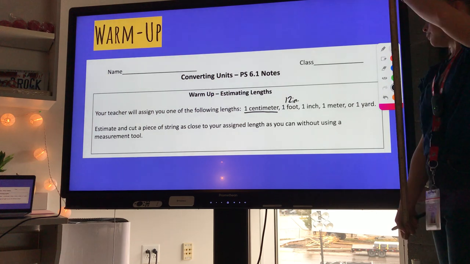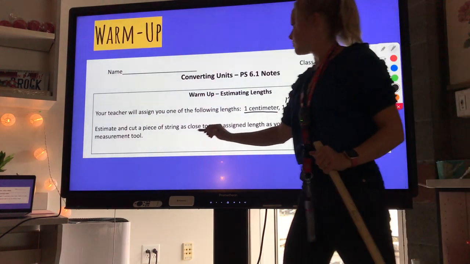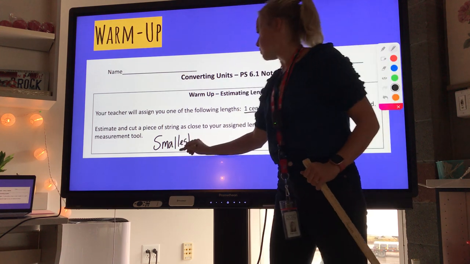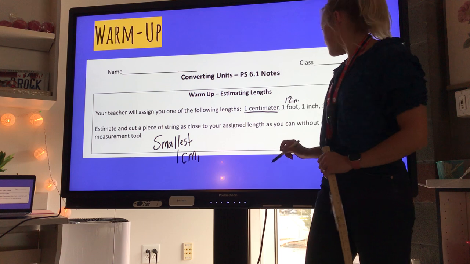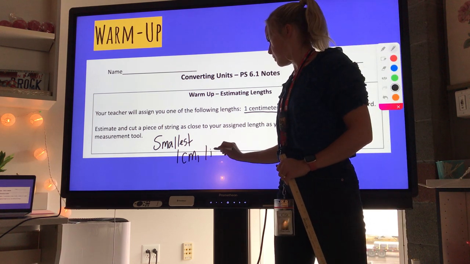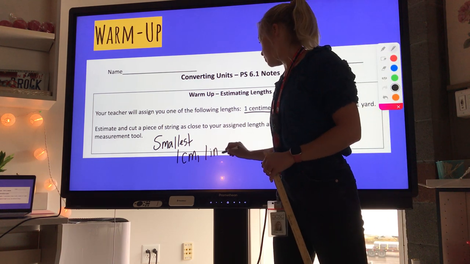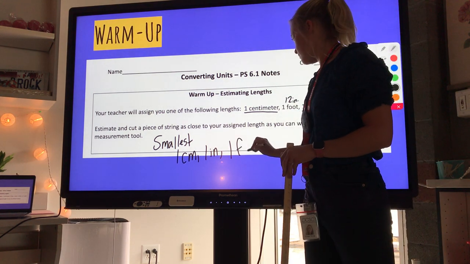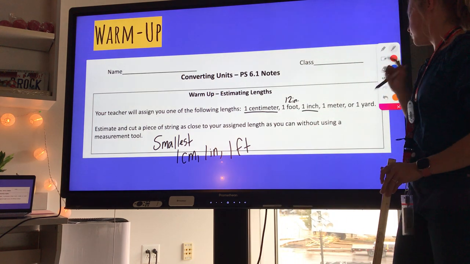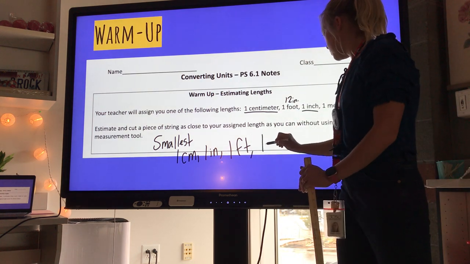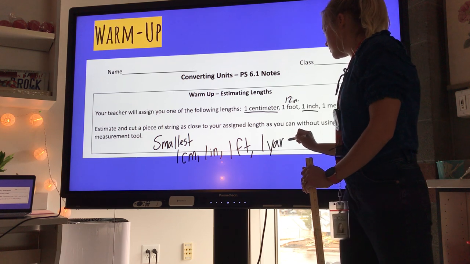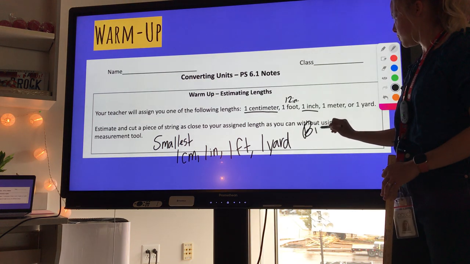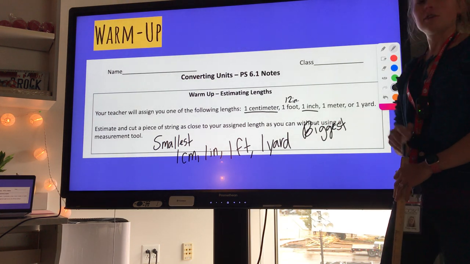You can order those measurements from smallest to biggest if we don't have a string. So the smallest one is going to be 1 centimeter. Then it's going to be 1 inch, because 1 inch is about 2.5 centimeters. About. So then we have 1 foot. And then we have 1 meter or 1 yard, whichever one you want to put. I'm just going to put 1 yard, okay? Because I know 1 yard is 3 feet. So from smallest to biggest, that would be what I put. So you can just put that instead of the string one for today.